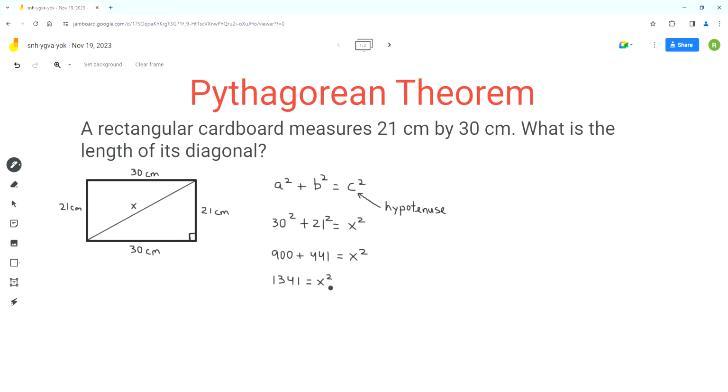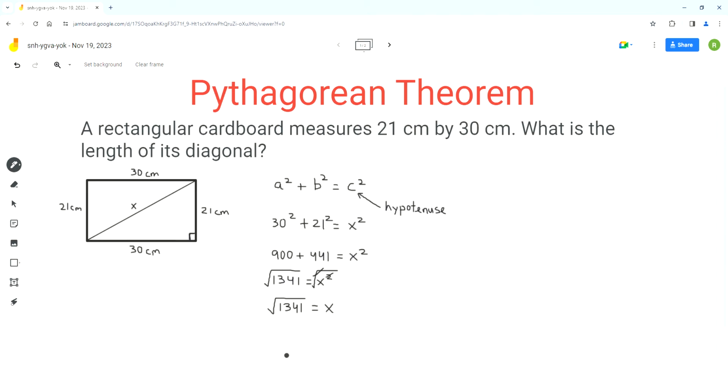We can solve for x by applying square root to both sides. So when we apply square root, the square root and the square cancel each other out. So we are left with square root of 1341 equals x. So this can be our final answer for the length of x.